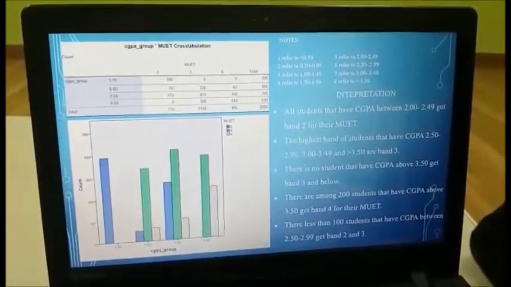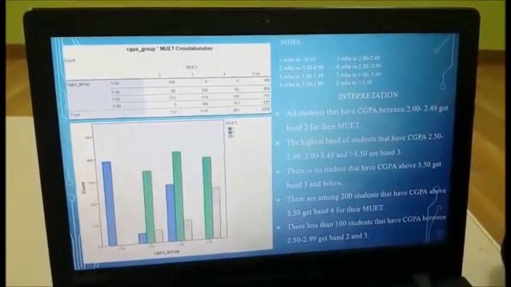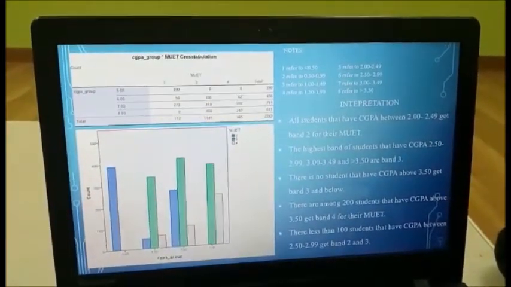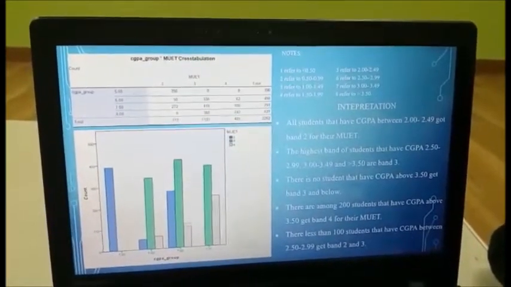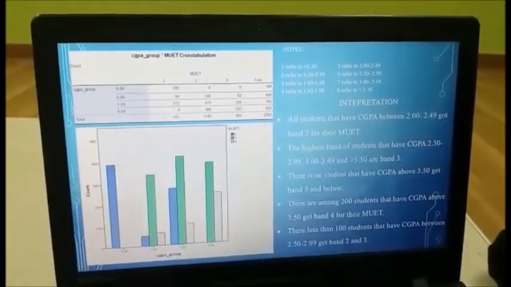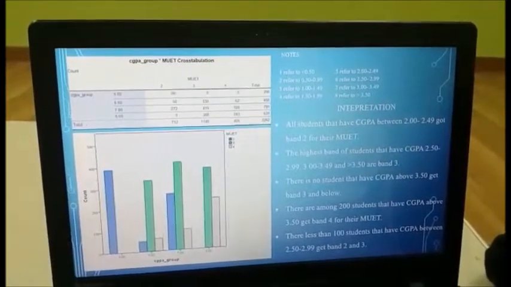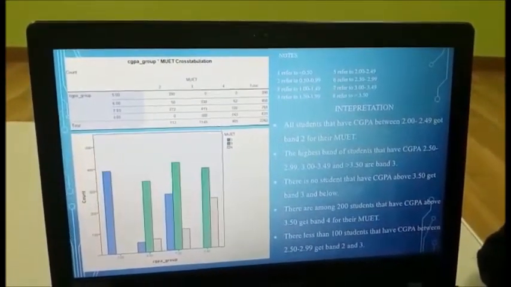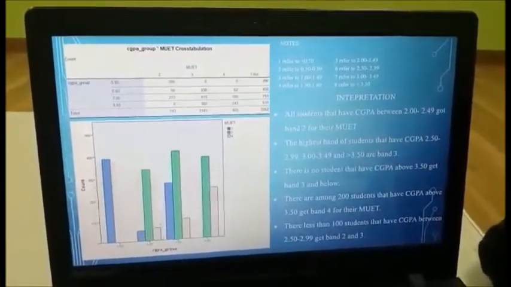The highest band of students that have CGPA 2.5 until 2.99, 3.0 till 3.49 and more than 3.5 is band 3. There is no student that has CGPA above 3.5 who got band 3 and below. Among 200 students that have CGPA above 3.5, they got band 4 for their MUET.